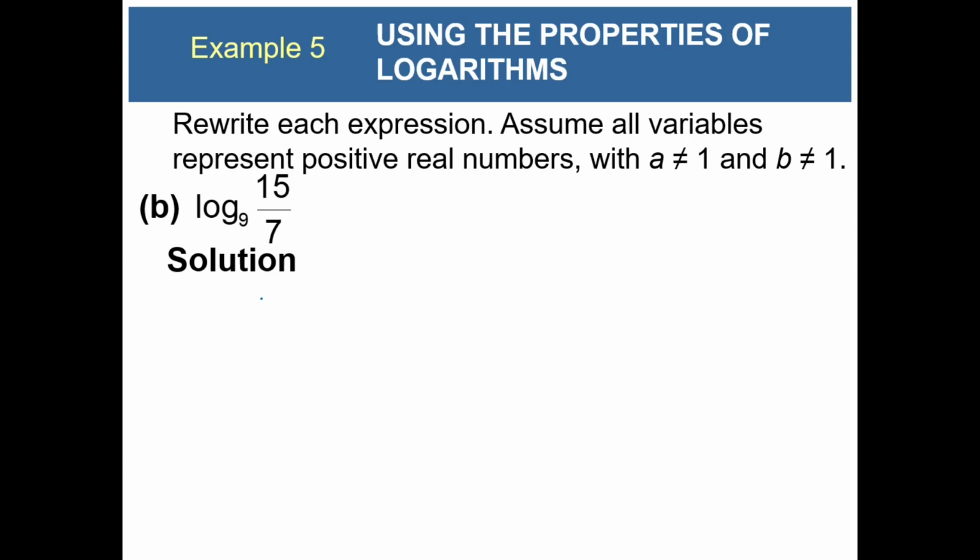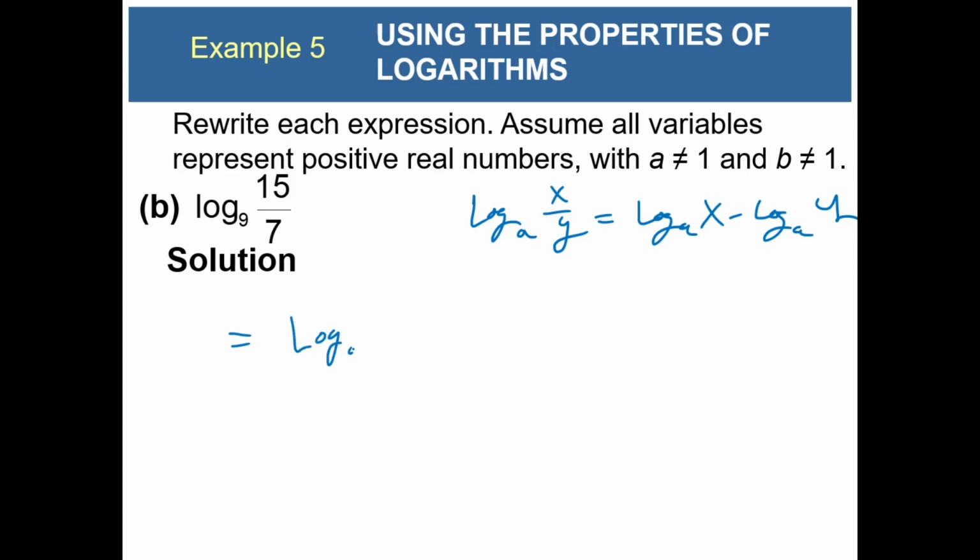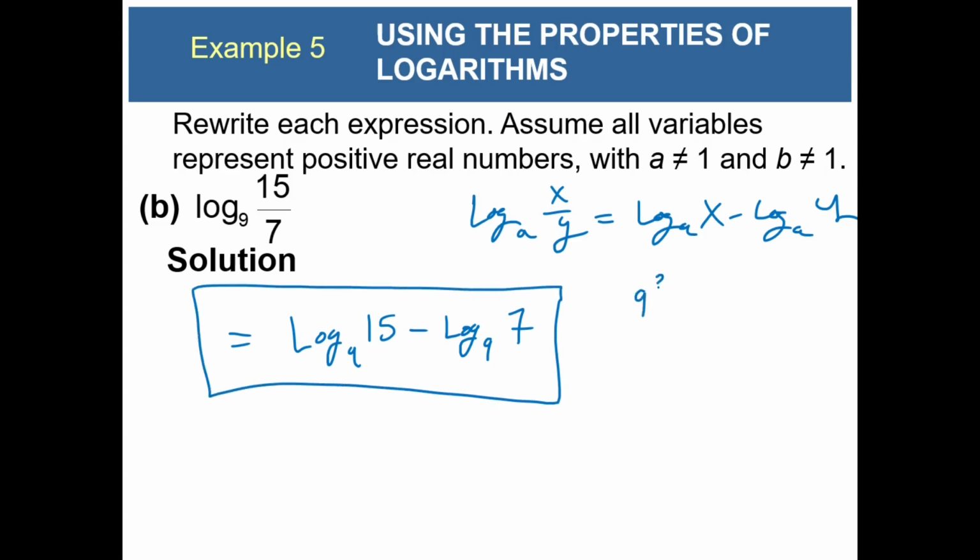B, let's simplify log base 9 of 15 over 7. We're going to use the quotient rule, which states log base a of x divided by y equals log base a of x minus log base a of y. So let's rewrite this with the quotient rule. We have log base 9 of 15 minus log base 9 of 7. That cannot be simplified further because 9 to what power gives us 15 is not easy to answer, and 9 to what power gives us 7 is also not easy to answer. So this is a good solution. It cannot be simplified further.